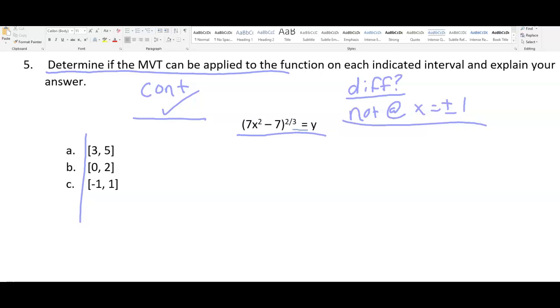So, let's go ahead and take a look. How about on part A? Part A is yes, the MVT would apply. First, once again, you're going to have to explain why. First, because it's continuous. Also, because it's differentiable.